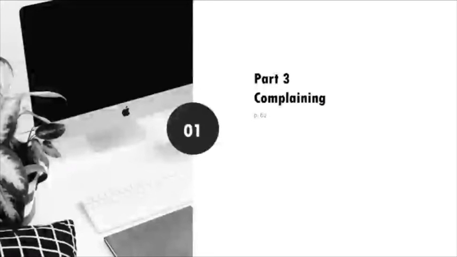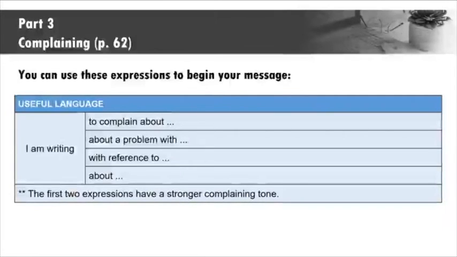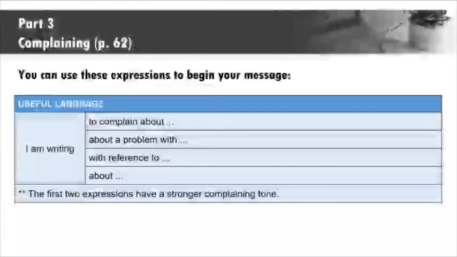Now let's move on to part 3, complaining. Please look at your book, page 62. There are some expressions to begin your message about your complaint. So there are 4 expressions. You can use I am writing to complain about. I am writing about a problem with. I am writing with reference to. I am writing about something.